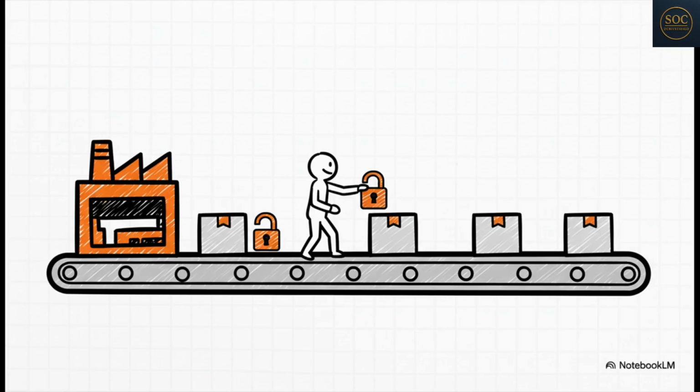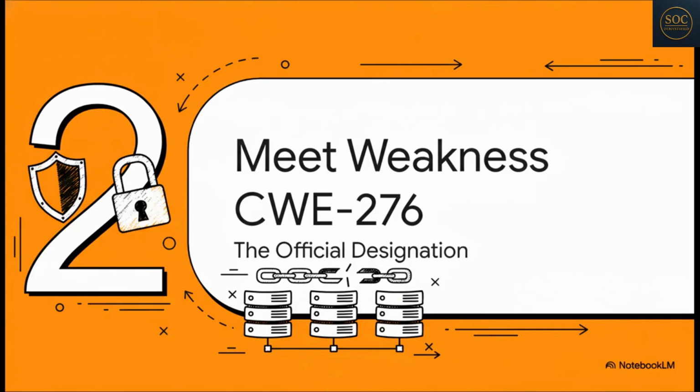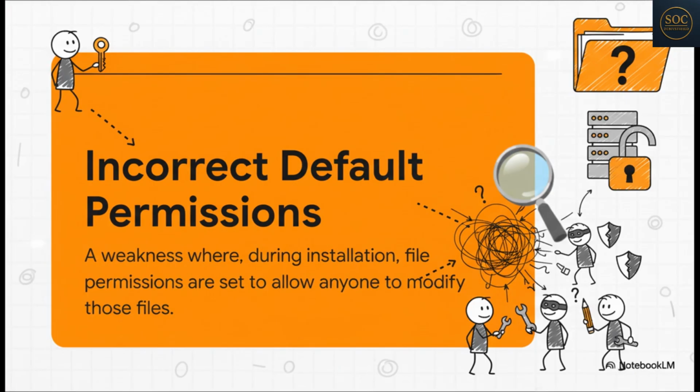A lot of programs and systems are just shipped and installed in a state that is wide open by default. The security isn't broken, it just was never locked to begin with. Now, this problem is so common, so widespread, that it has its own official name in the cybersecurity world. So it's time to meet the actual culprit here, weakness CWE-276.